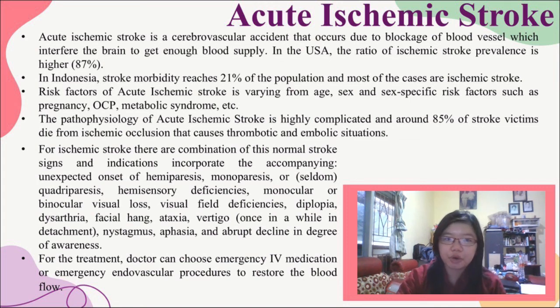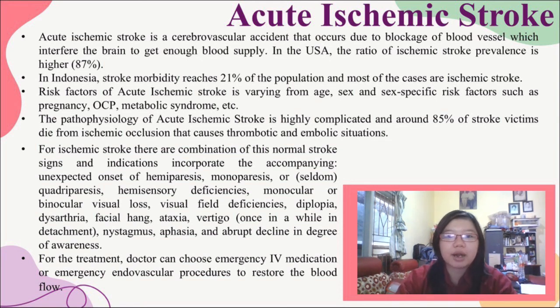Acute ischemic stroke is a cerebrovascular accident that occurs due to blockage of blood vessels, which interferes with the brain getting enough blood supply. In Indonesia, stroke morbidity reaches 21% of the population and most of the cases are ischemic stroke. Risk factors of acute ischemic stroke vary from age, sex, and sex-specific risk factors. The pathophysiology of acute ischemic stroke is from ischemic occlusion that causes thrombotic and embolic situations.